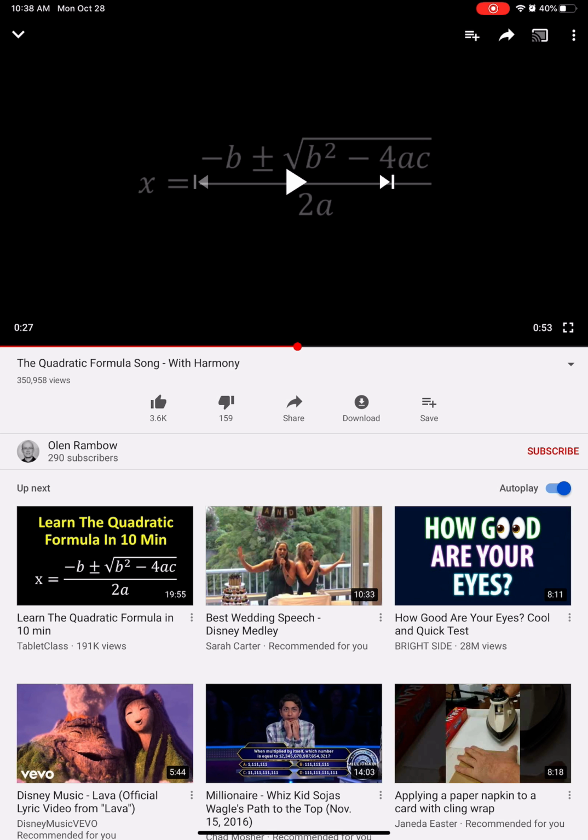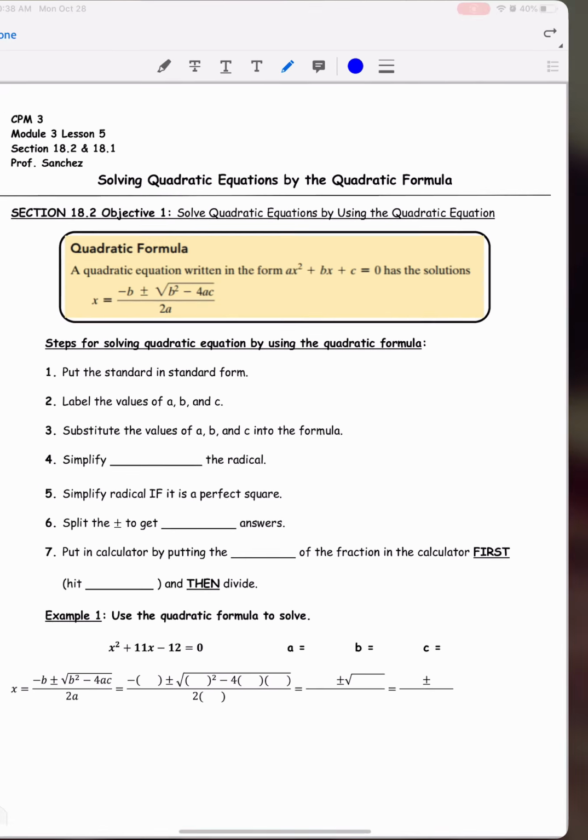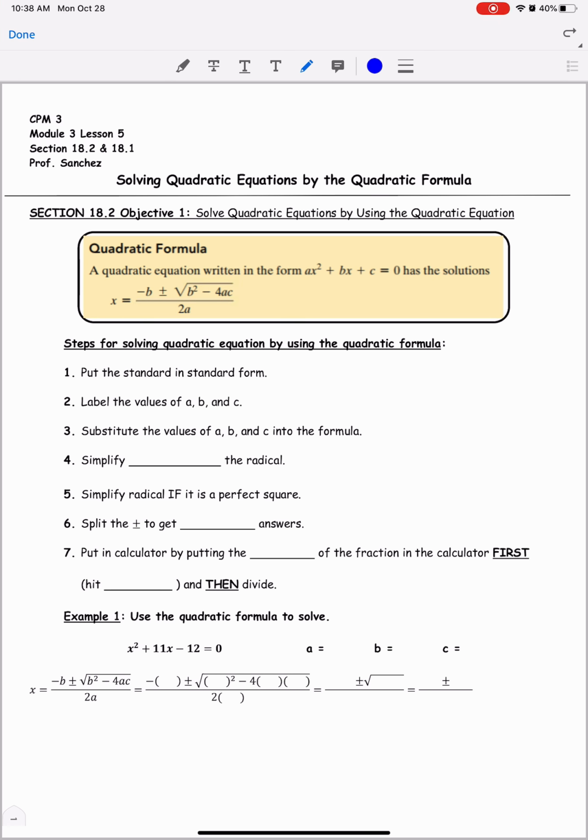Okay, that's enough of that, but you get the idea. So if that tune helps you memorize it, great. If not, I guess ignore it, but it's got to be memorized one way or the other.